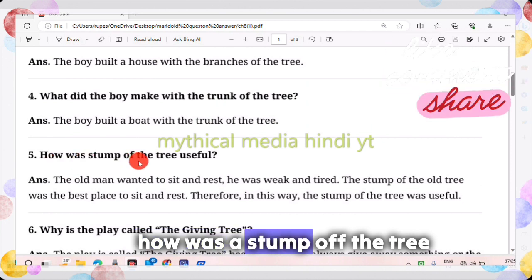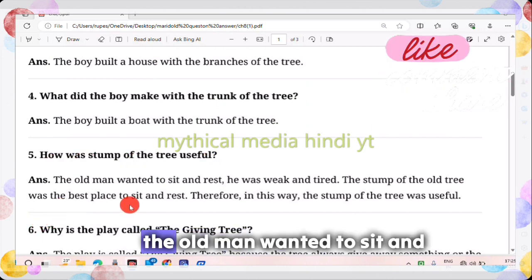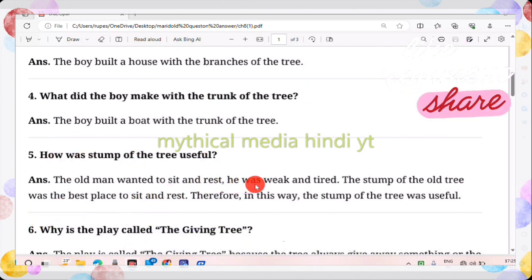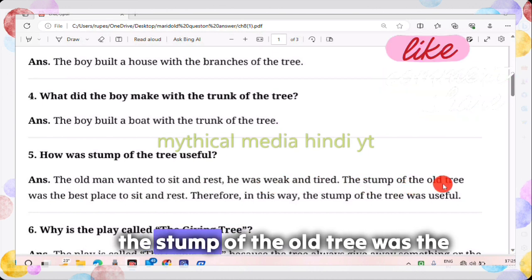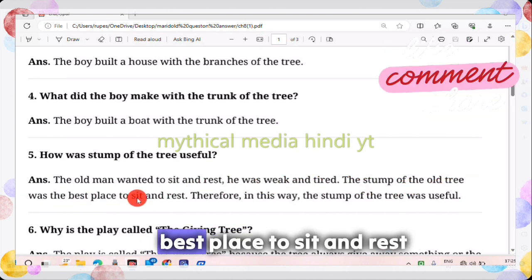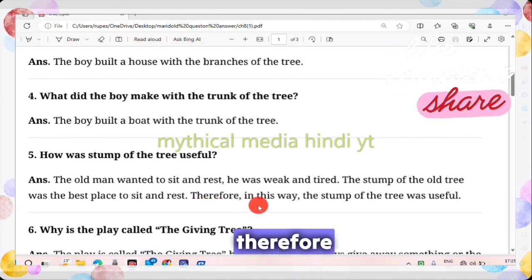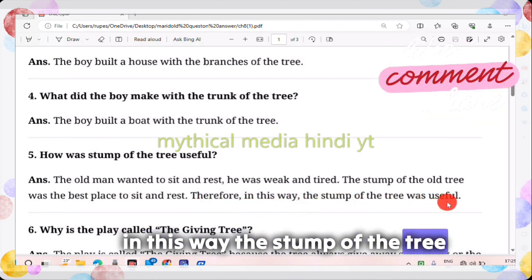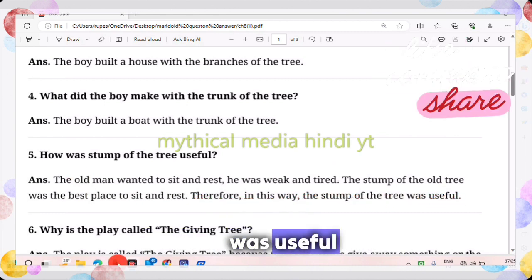How was a stump of the tree useful? The old man wanted to sit and rest. He was weak and tired. The stump of the old tree was the best place to sit and rest. Therefore, in this way, the stump of the tree was useful.